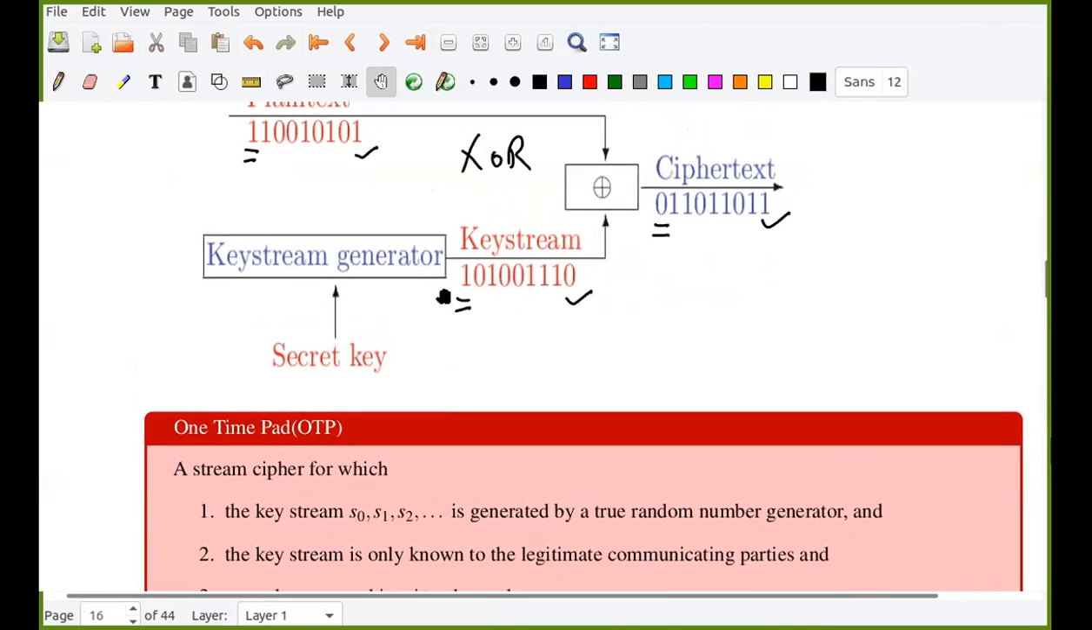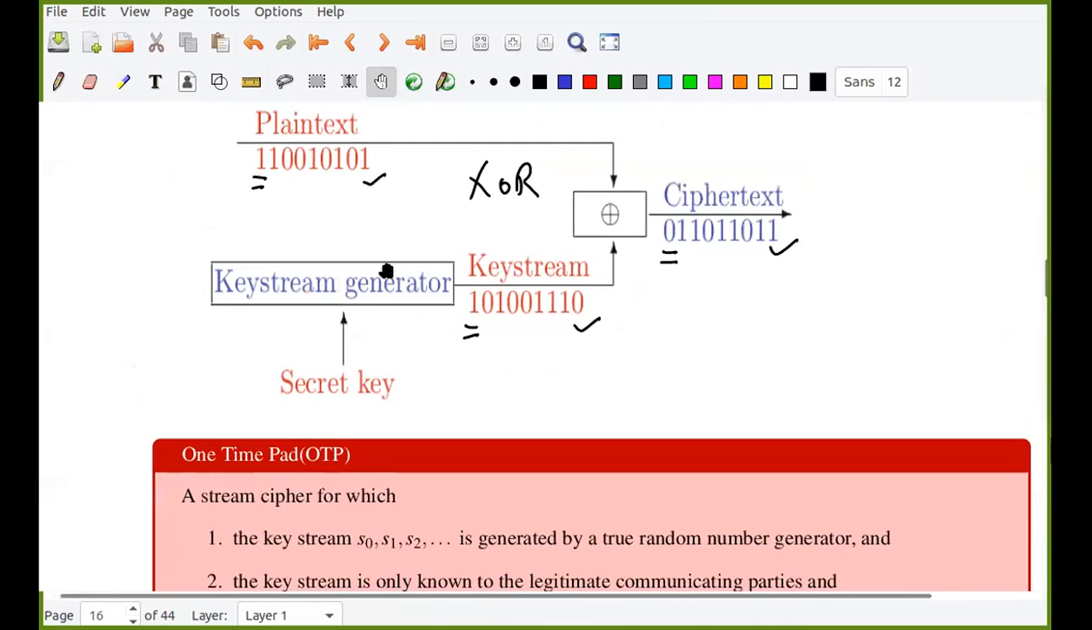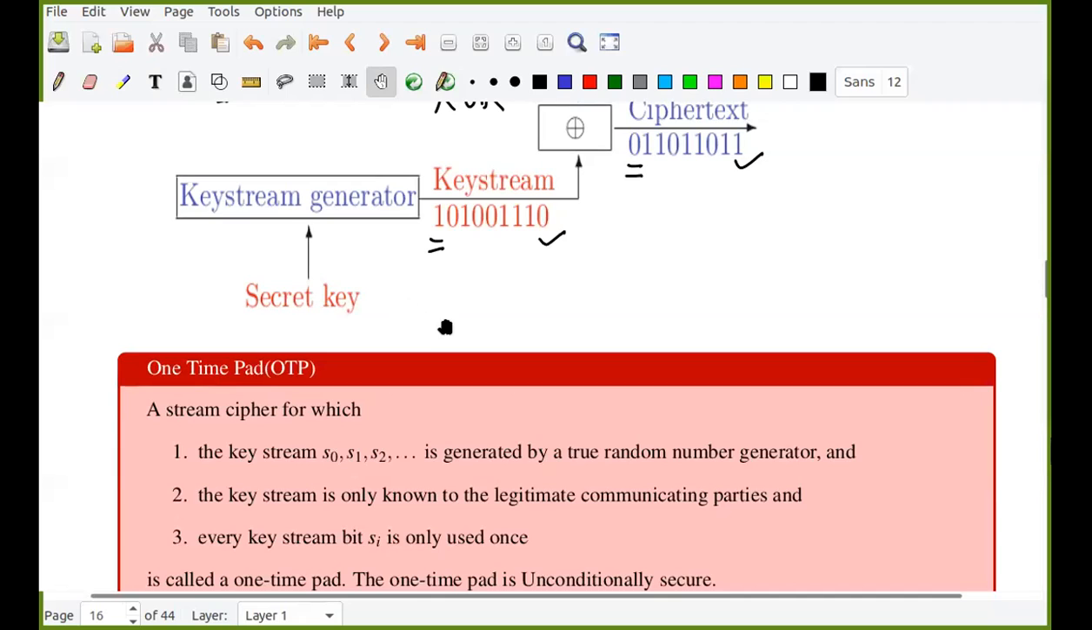So then it is very difficult, right? Whatever the plain text size is, the key size is also that much. It is true that this system is secure only if these conditions are satisfied. That means we use a key size equal to the message size, and for the next message we should not use the same key again. If you use the same key, what happens next?